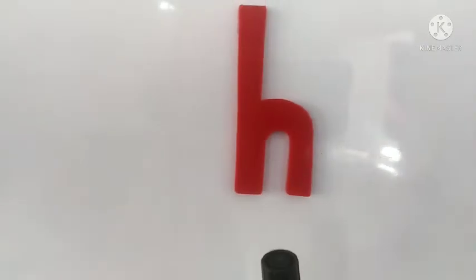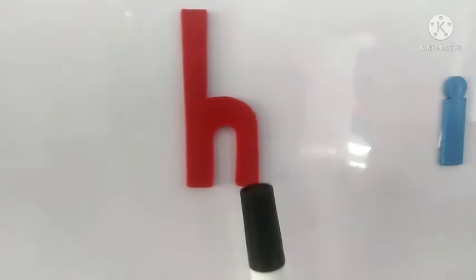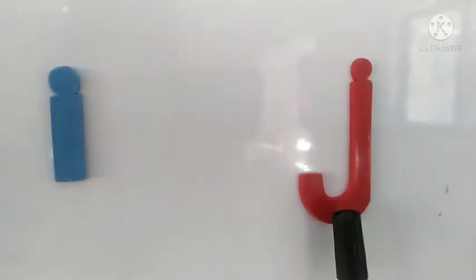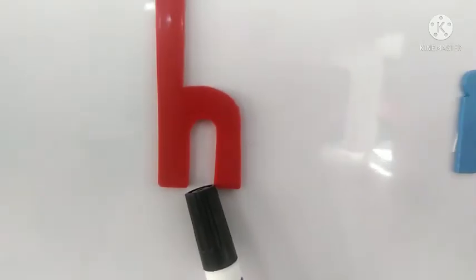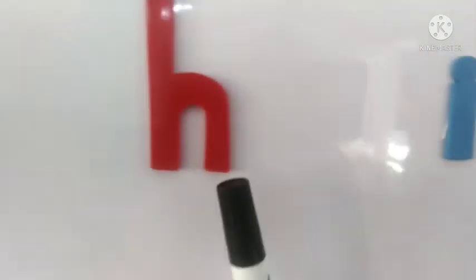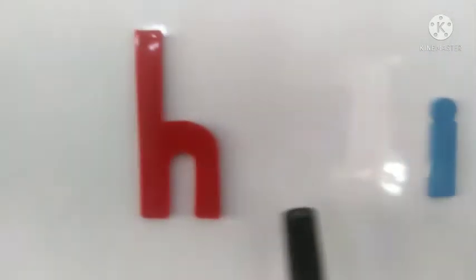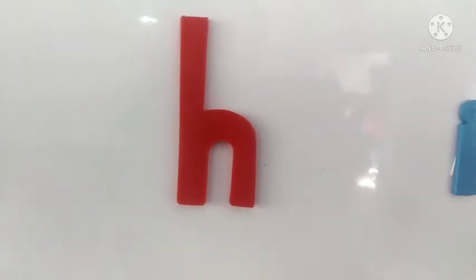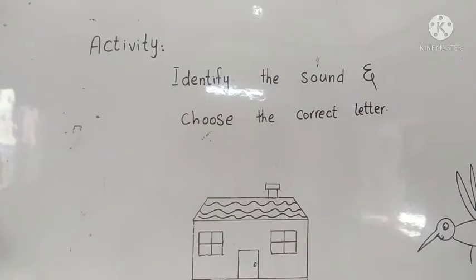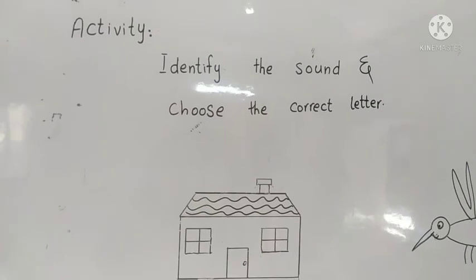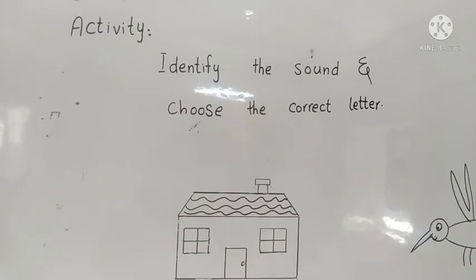So kids, we have revised these letters H, I and J, and now we will do an activity. We know these sounds H, I, J, so we will try to identify these sounds. So kids, here is the activity. You will identify the sound and you will choose the correct letter.